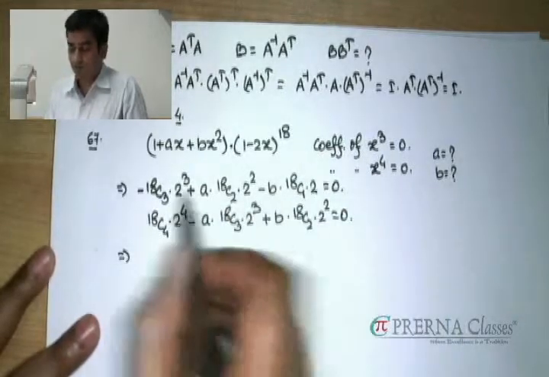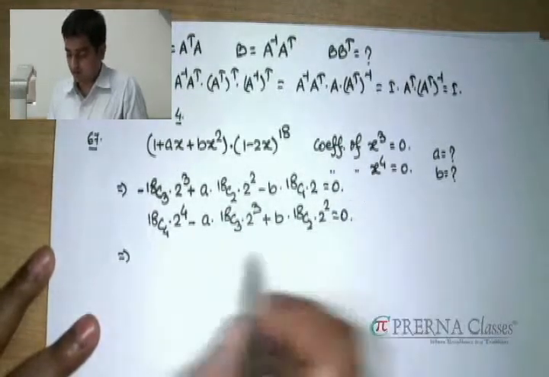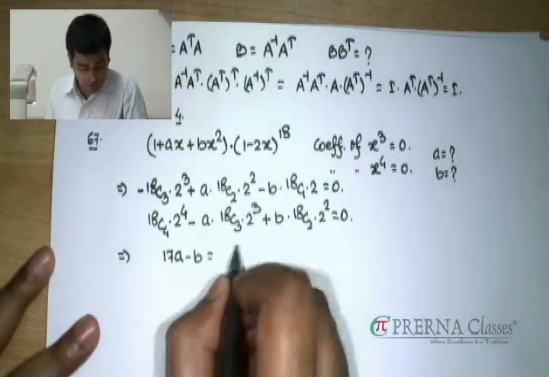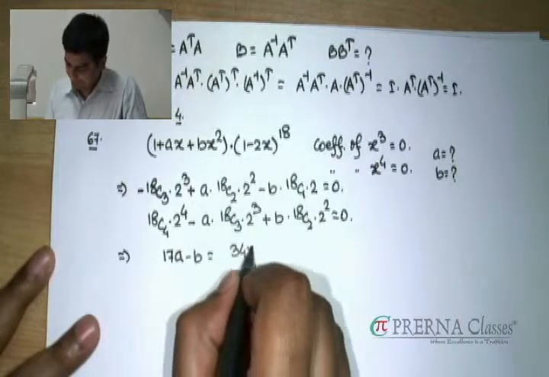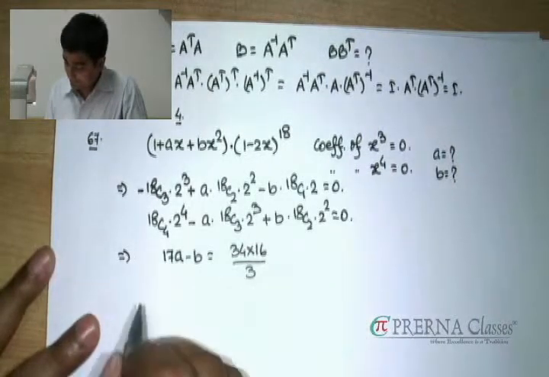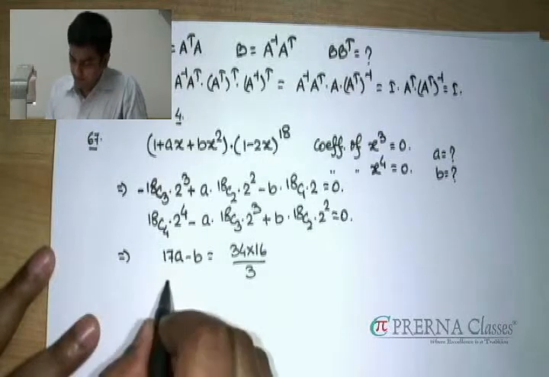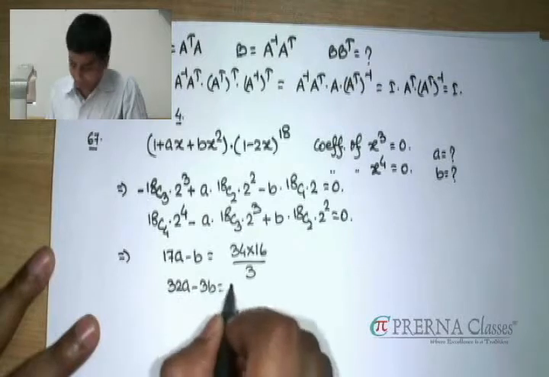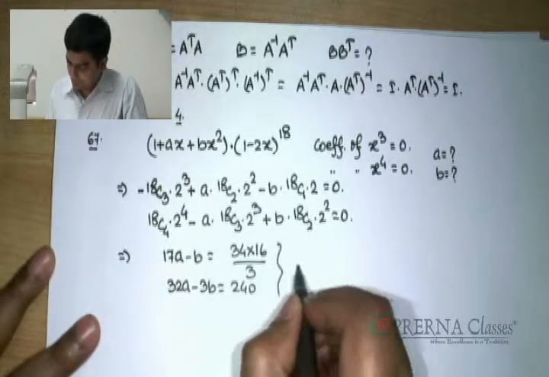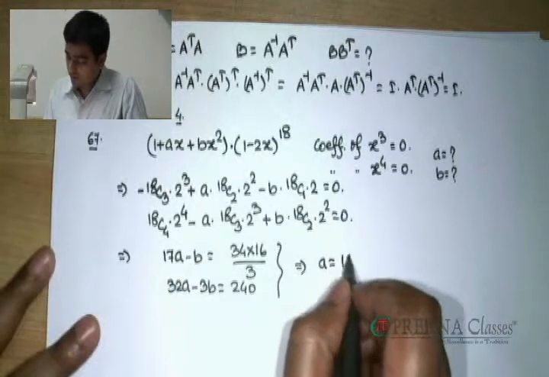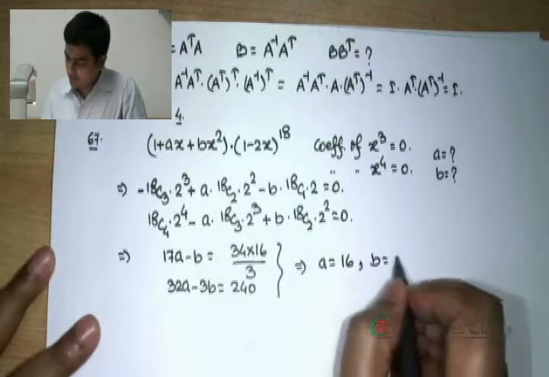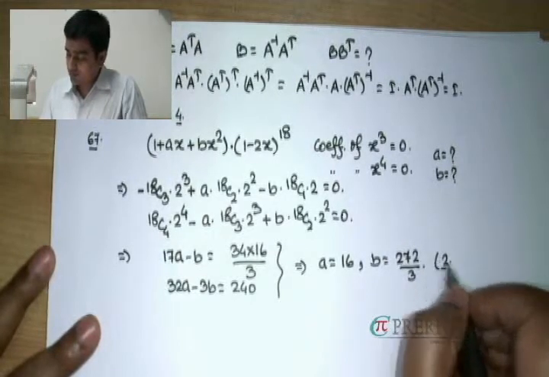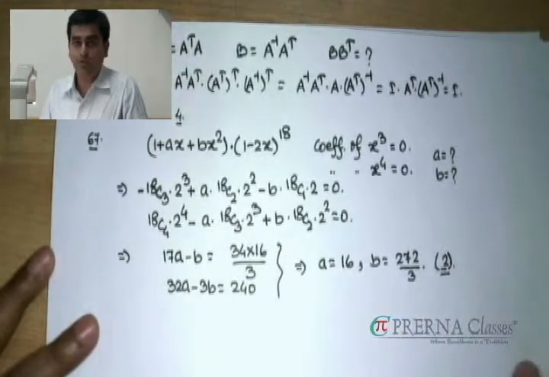Simplifying the first equation after cancelling off 18 and so on, you will find that it is equivalent to this. Similarly, the second equation is getting simplified to this much, solving which we end up getting the value of A as 16 and B as 272 by 3, which is matching with option 2 in that problem.